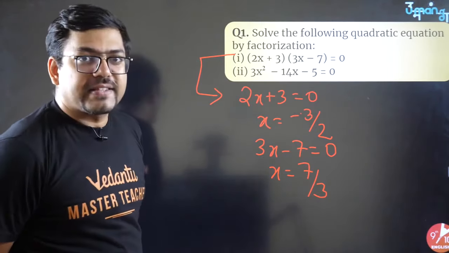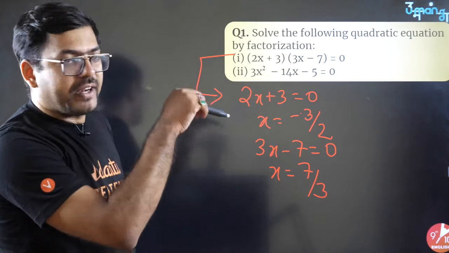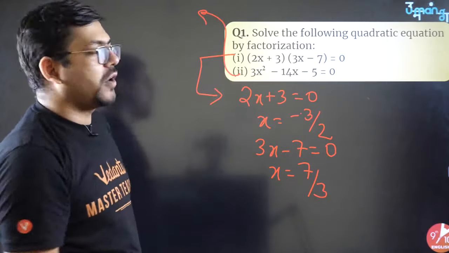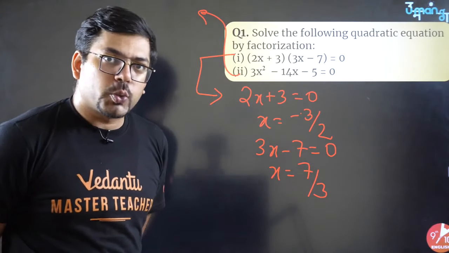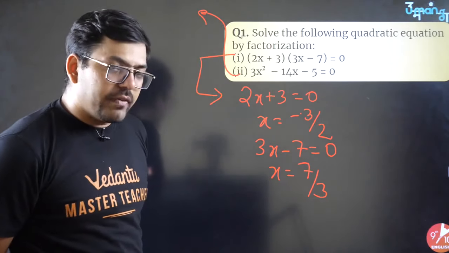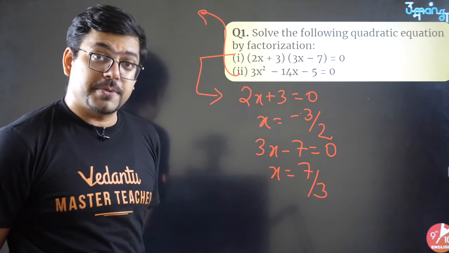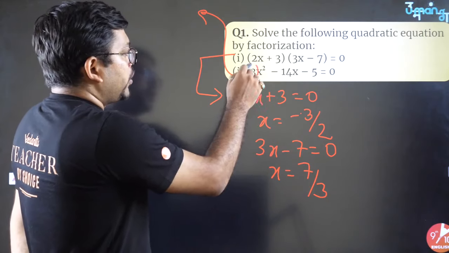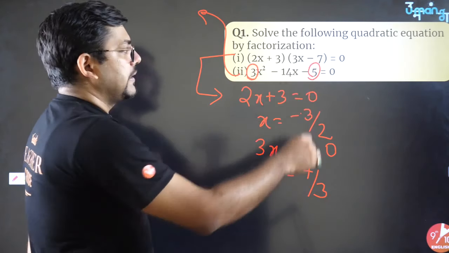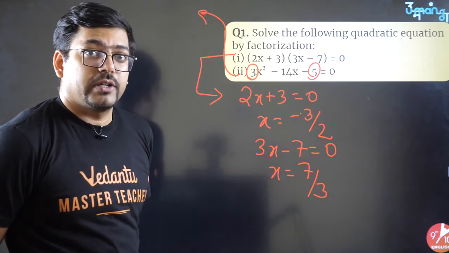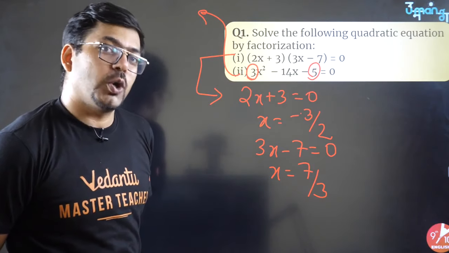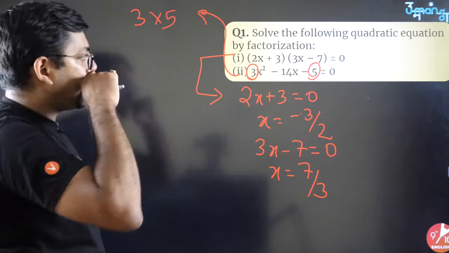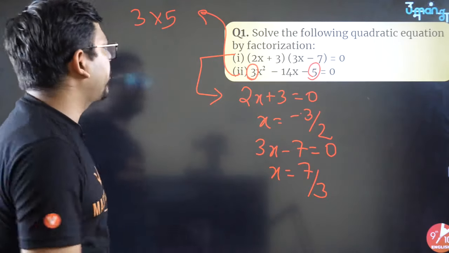Now let's get into the second one. Here I'll have to do the middle term splitting: 3x square minus 14x minus 5. We know the rule. Whenever you do middle term splitting, you multiply the coefficient of x square and the constant term. If you multiply 3 and 5, you get 15.